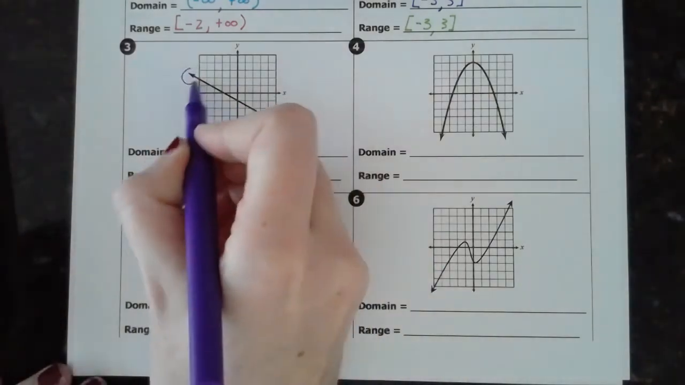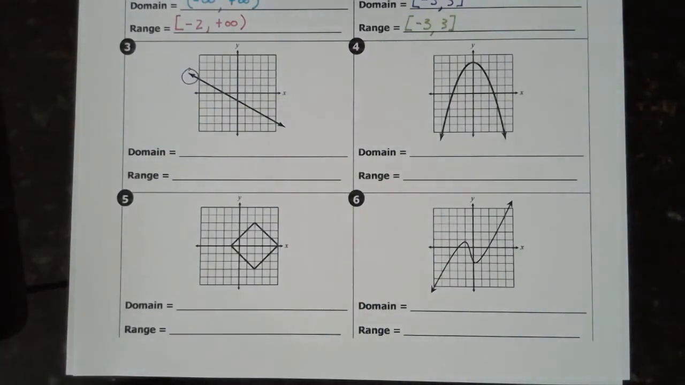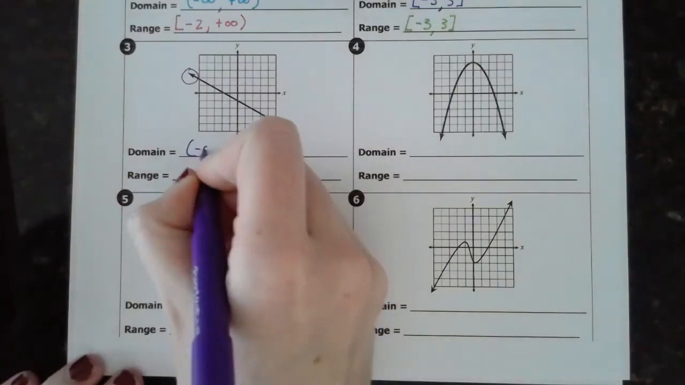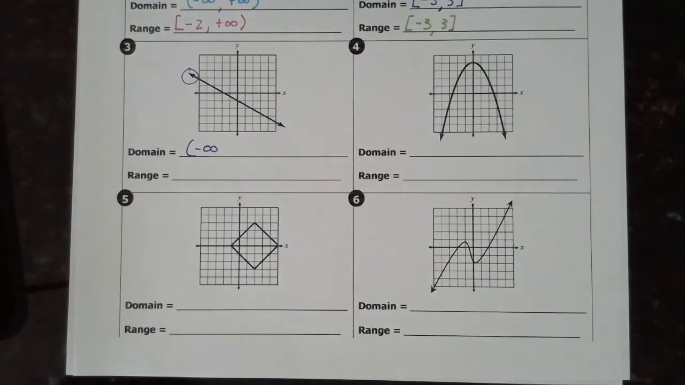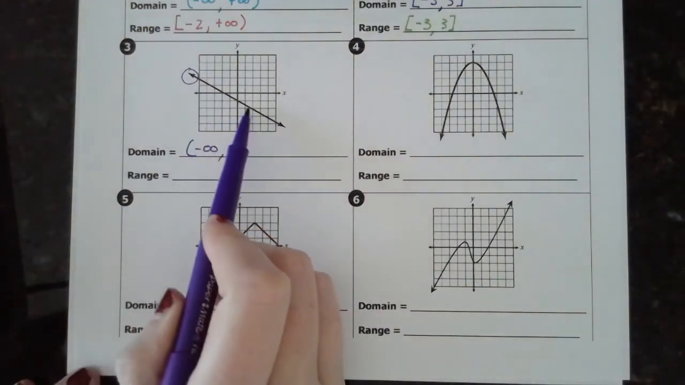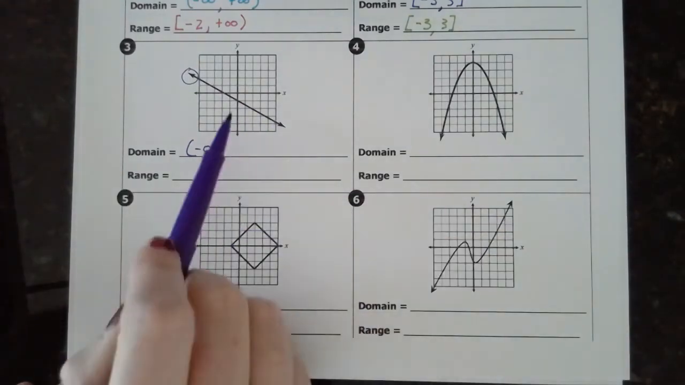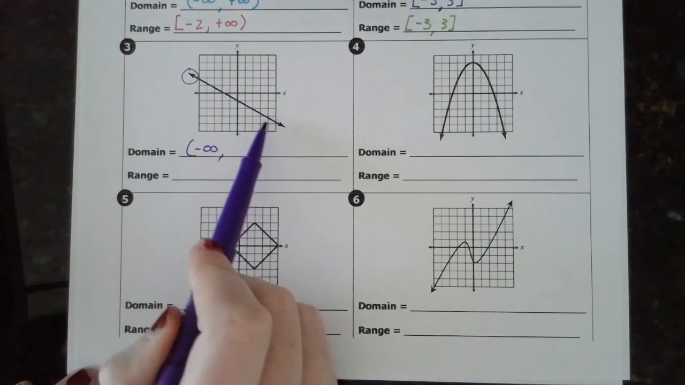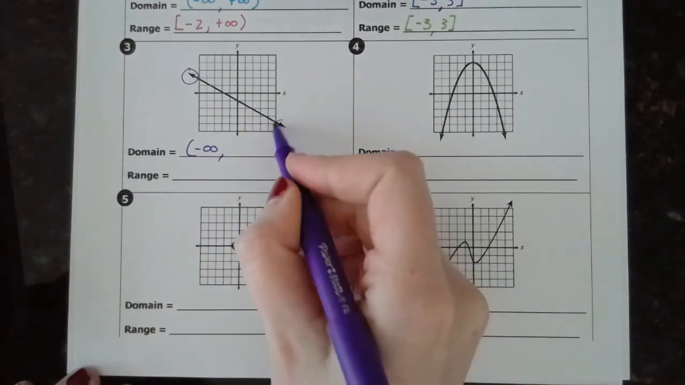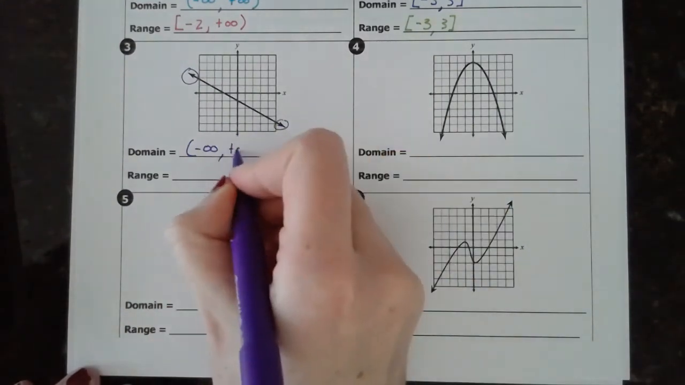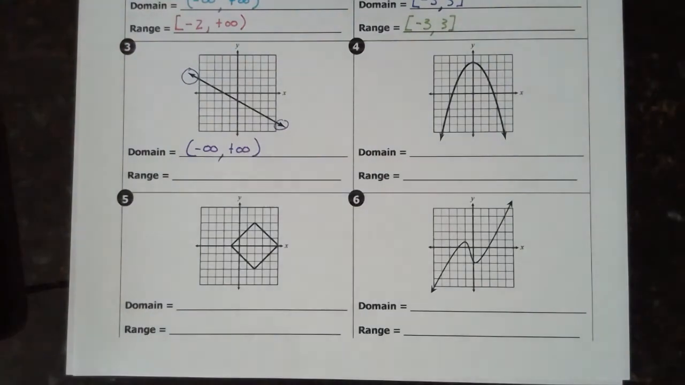Alrighty, so let's do number 7. We're going to do our domain. So what does that mean? We're going to look at left to right. So we're going to start at our left side, and immediately there's an arrow on our left, which means that we're going to do negative infinity. And then we're going to continue on and on and on and on until we get all the way to the right, and there's another arrow. So that's going to be our positive infinity. Good so far?